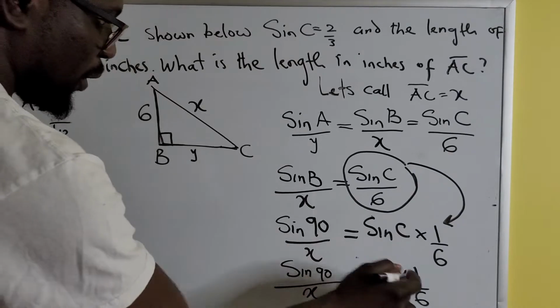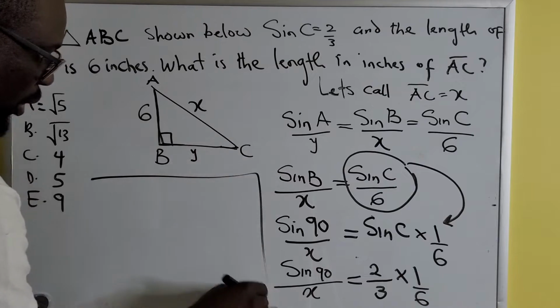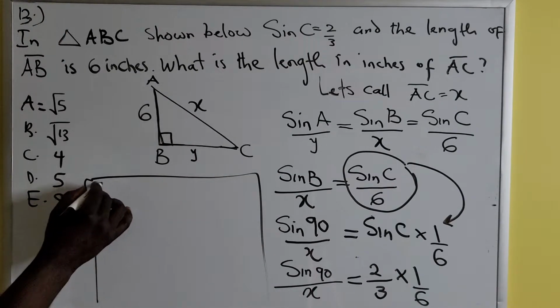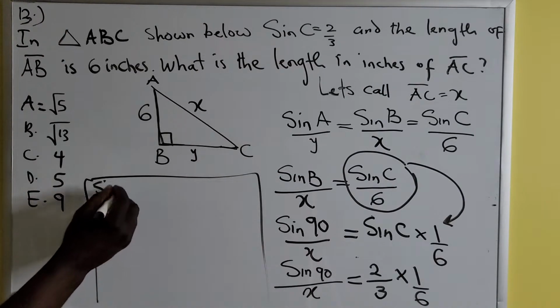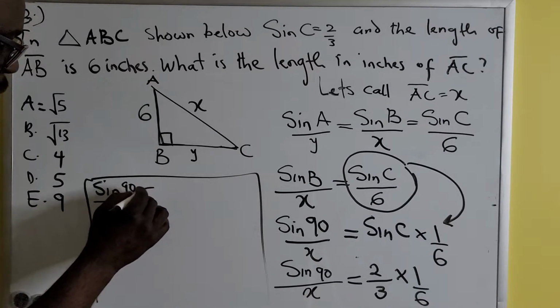Right? So let's finish this off. Let me take a space right here so that we don't make any mistakes. Sine 90 over x is equal to what?